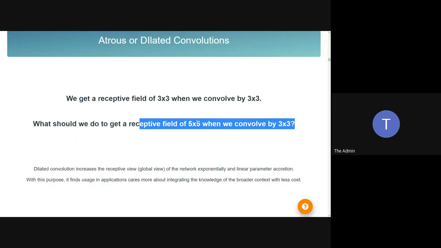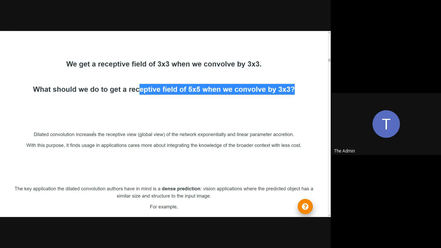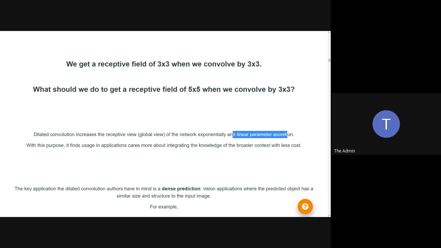Now, dilated kernels increase the receptive field, that's a global view of the network, exponentially, and they have a linear parameter accretion. Basically, the number of parameters is going to be the same as a 3x3. With this purpose, it finds use in applications which care more about integrating knowledge of a broader context with less cost. Now, what exactly are these kinds of problems?